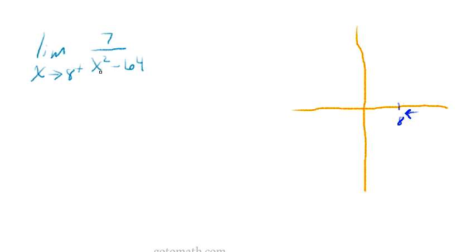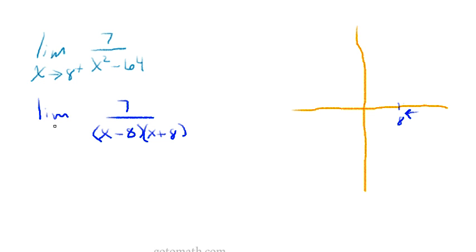In this particular case here, we could factor the denominator, right? And let's just do that. We've got x minus 8 and x plus 8. So remember, vertical asymptotes, we want to focus on the denominator.